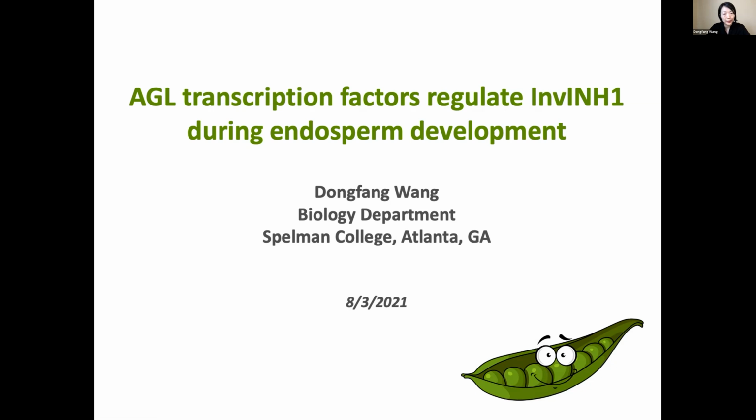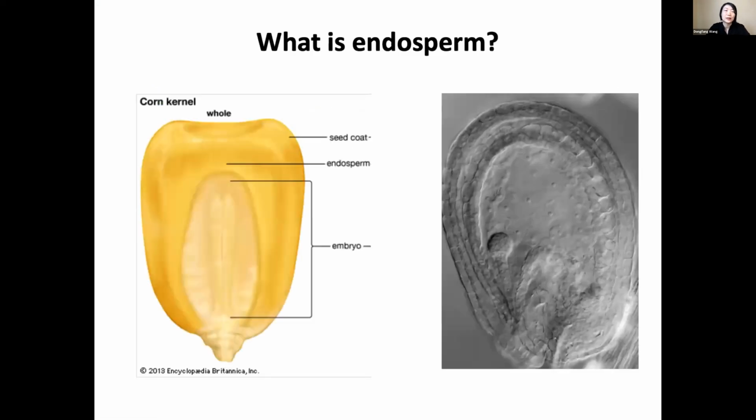Our lab, I'm from Spelman College, is interested in how seed develops in general. In this slide, we're seeing a corn kernel on the left and Arabidopsis seeds on the right. The basic composition of a seed in angiosperm is that the outside layer is the seed coat. This is a diploid structure. And then the embryo, one of the double fertilization products, is diploid as well.